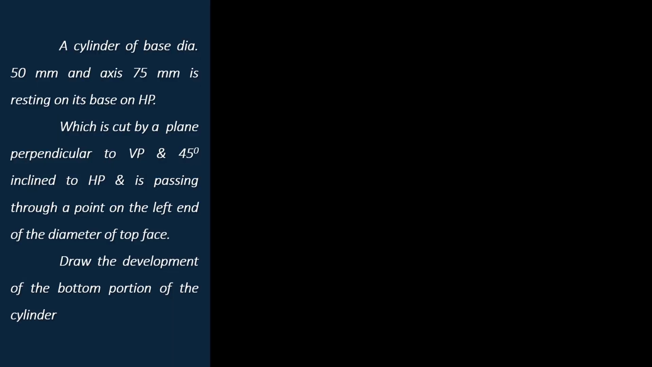A cylinder of base circle diameter 50 mm and height 75 mm is resting on its base on HP, which is cut by a plane perpendicular to VP and 45-degree inclined to HP, and is passing through a point on the left end of the diameter of top face. Draw the development of the bottom portion of the cylinder.